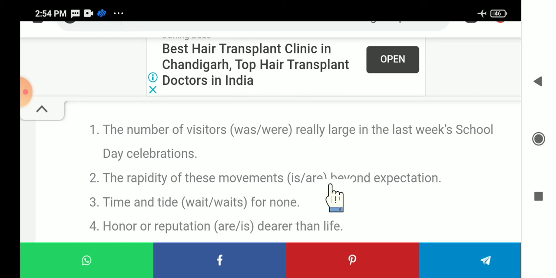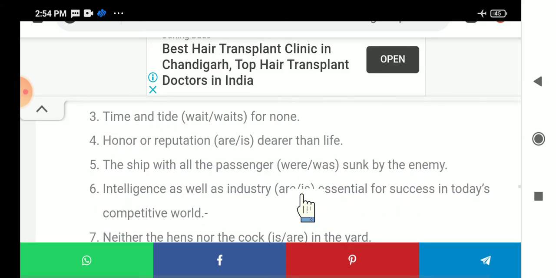Fine. So here, why is it singular? Because the rapidity of these movements, where the plural subject is with a plural subject, which verb comes, singular or plural? Here comes the singular verb, because it is a continuous movement. So the rule says, when something continuous is going on, as it is here, a singular verb comes.